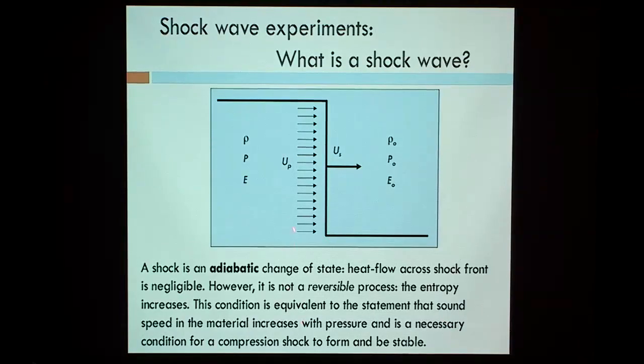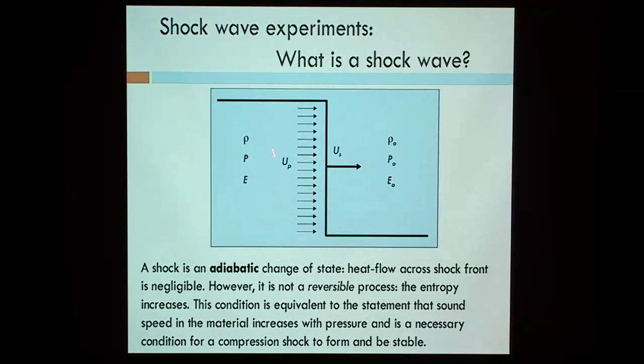Okay? And so the only change in internal energy that is possible if there's no heat exchange is work. Okay? And we know how much work the shock does on the compressed material. It turns out we also know the kinetic energy of the shocked material, and so all that's left is the internal energy. So we know the change in internal energy. Okay? So this is an adiabatic change of state, but it is not an isentropic change of state. There are lots of different adiabatic changes. Okay? In fact, the entropy has to go up.